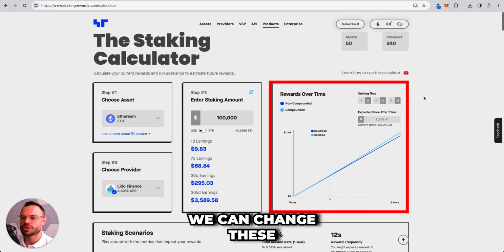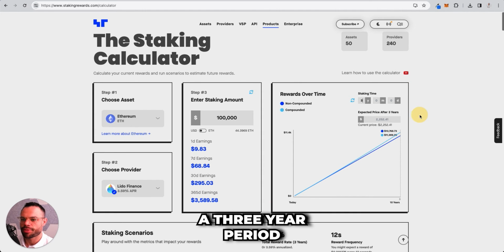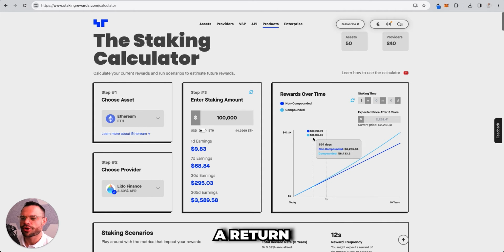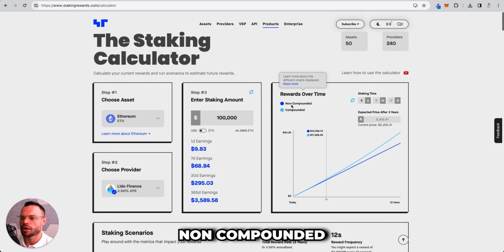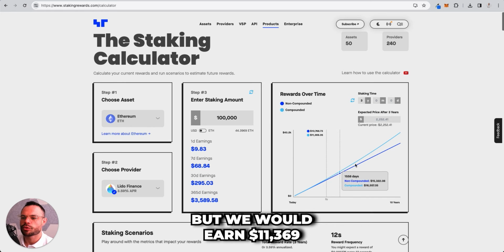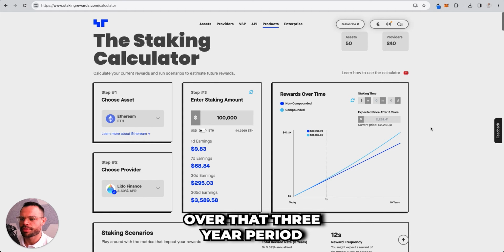So again, we can change these variables here. So instead of 1 year, let's say, for example, that we were staking that Ethereum over a 3-year period, we can see that we can earn a return of non-compounded versus compounded. So obviously, if we let this compound over time, the returns are going to be slightly better, but we would earn $11,369 in staking rewards over that 3-year period.